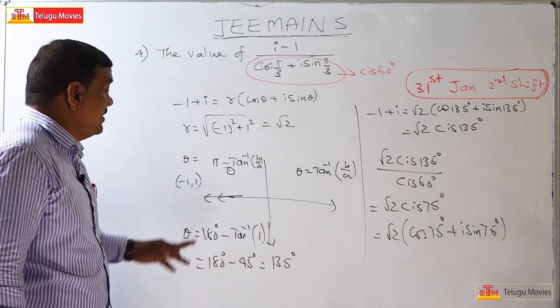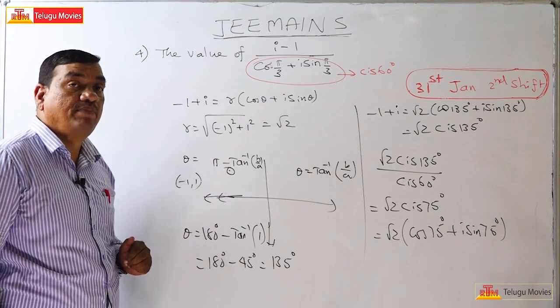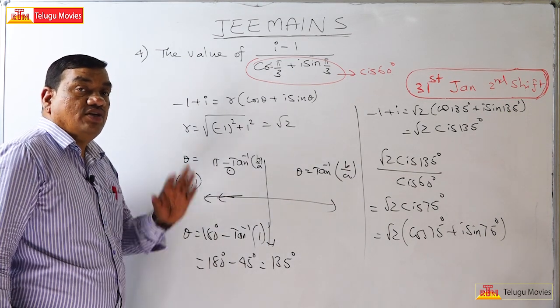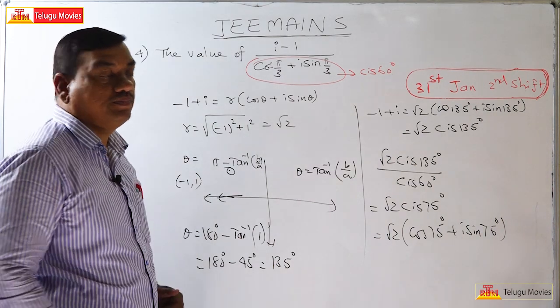So we are in the second quadrant, pi minus tan inverse of b by a, so that is its amplitude. Understand? I hope that you understand this solution. So let us go to the next problem.